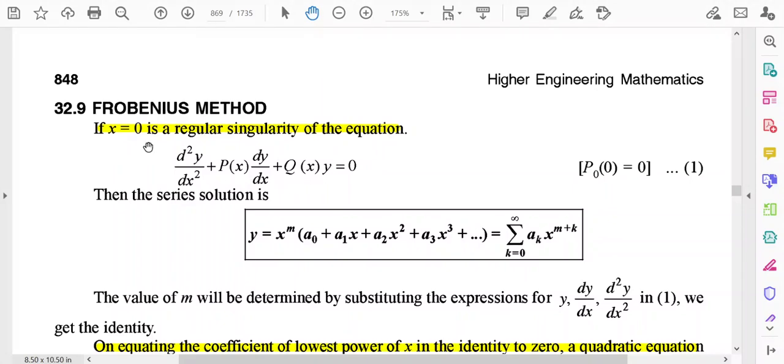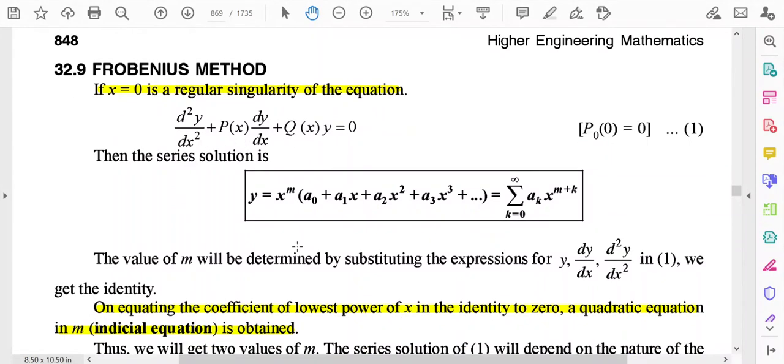So if x is equal to 0 is a regular singular point of the equation, then the series solution of the given differential equation can be written as y is equal to x to the power m in the first bracket a0 plus a1x plus a2x square plus a3x cube plus so on. That means ultimately we can express y is equal to the sum from k equal to 0 to infinity of ak x to the power m plus k. This is the solution of the given differential equation.